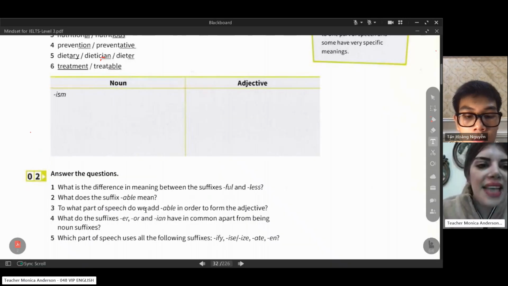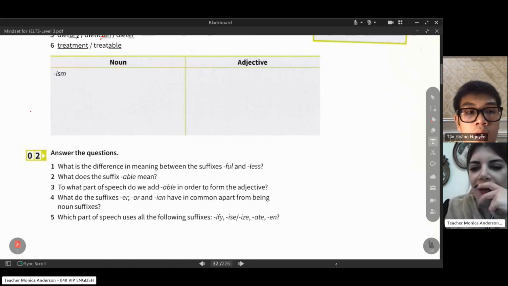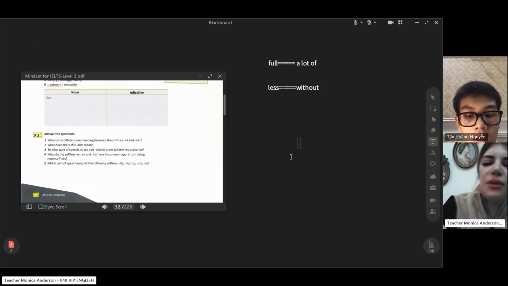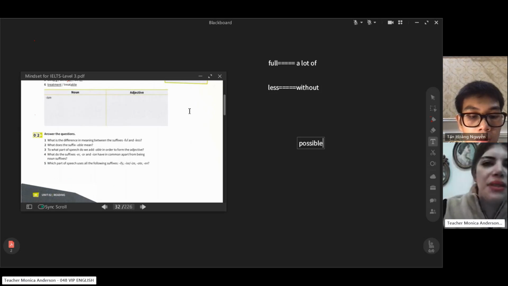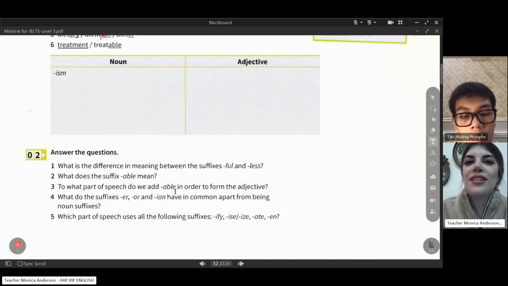The second one: what does the suffix able mean? Able means can. Of course, it's possible. So possible means able.